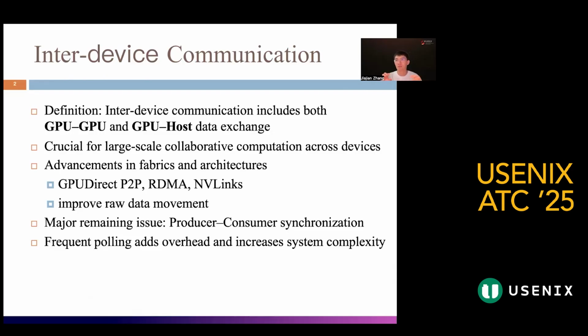Currently, most of this coordination is left to the program. Typically, the consumer checks again and again whether the producer has made the data available. This kind of repetitive polling can seriously drag down performance and add complexity to system design. So while we've improved bandwidth, we still face a big challenge: synchronization, or the timing of data transfer.